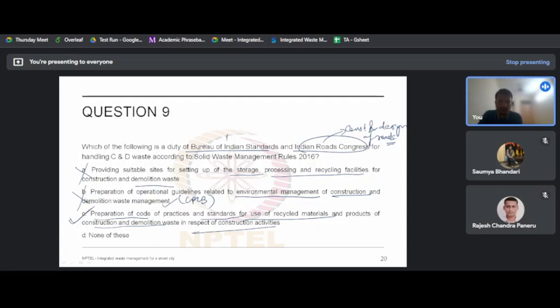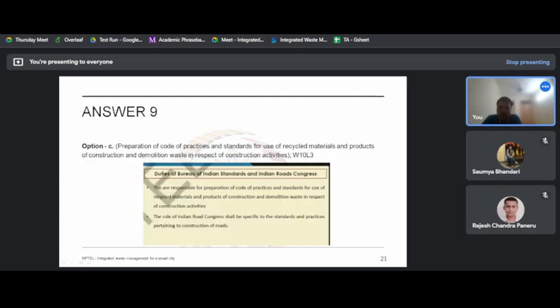Why is BIS involved? Because we are preparing codes and standards. And when we need to supervise the construction, and how to use these materials from C&D waste in the construction industry, there IRC will come in. So that is the duty of these two bodies. Option C is the correct answer: preparation of code of practices and standards and the products of C&D in respect of construction activities. You can refer to the third lecture of this week. We can see standards and practices pertaining to construction of roads and standards and practices for the C&D waste in respect of construction.